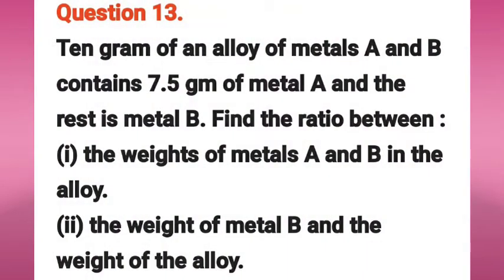Now next question number 13. 10 gram of an alloy of metals A and B contains 7.5 gram of metal A and the rest is metal B. Find the ratio between number 1, the weight of metals A and B in the alloy, and number 2, the weight of metal B and weight of the alloy. Clear? So let's solve it.